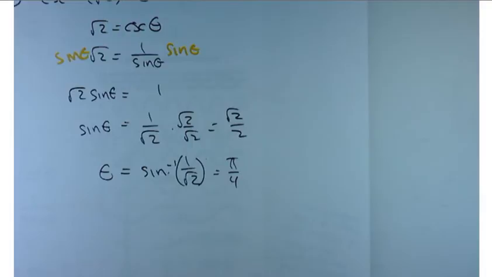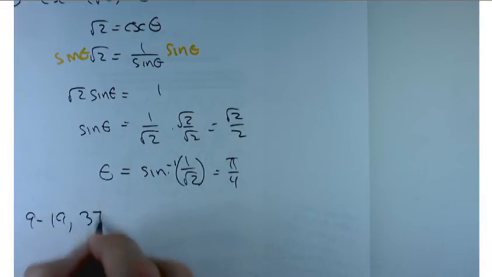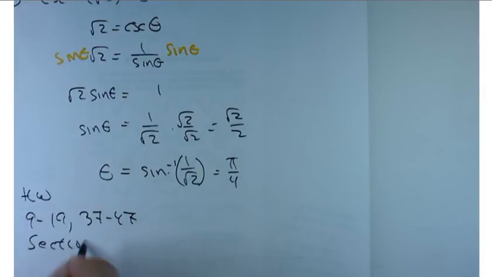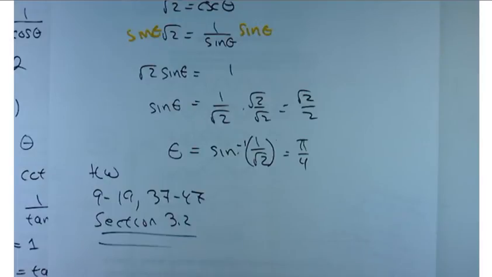All right. So for homework, let's try 9 through 19 and 37 through 47. So 9 through 19 and 37 through 47. Homework in section 3.2. There's a test next week. Make sure you're ready for it. It'll cover everything from chapter 2 up through section 3.2.